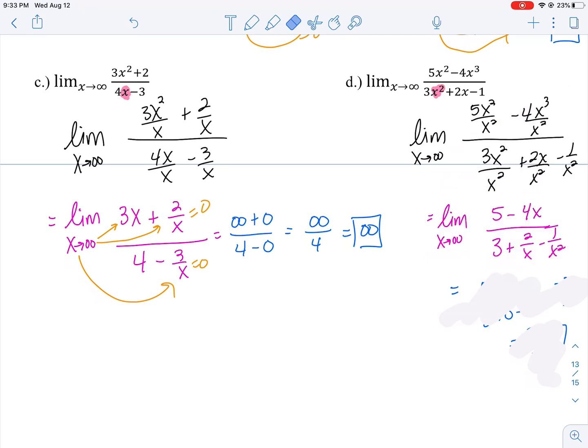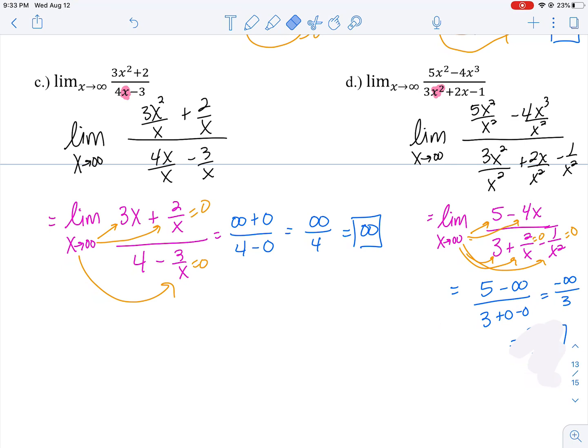All right, after I divided every single term by x squared, and then I reduced, I ended up with a 5 minus 4x over 3 plus 2 over x minus 1 over x squared. As I apply my limit rules here, this stays a 5. As I apply my limit rule here, negative 4 times infinity is really just an infinity. So on the top, don't I just have a 5 minus an infinity? On the bottom, this is going to stay a 3. This is going to approach 0. And then my last term, 1 over x squared, as my bottom gets big, but my top stays a 1, it's also going to approach 0.